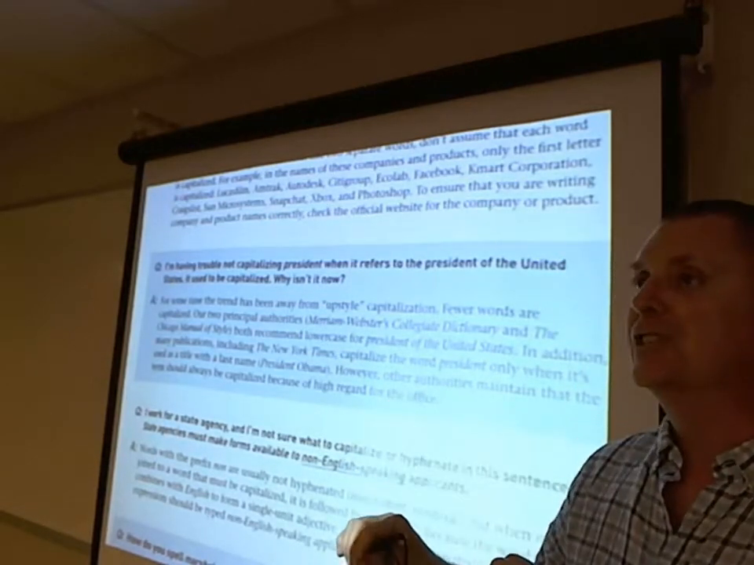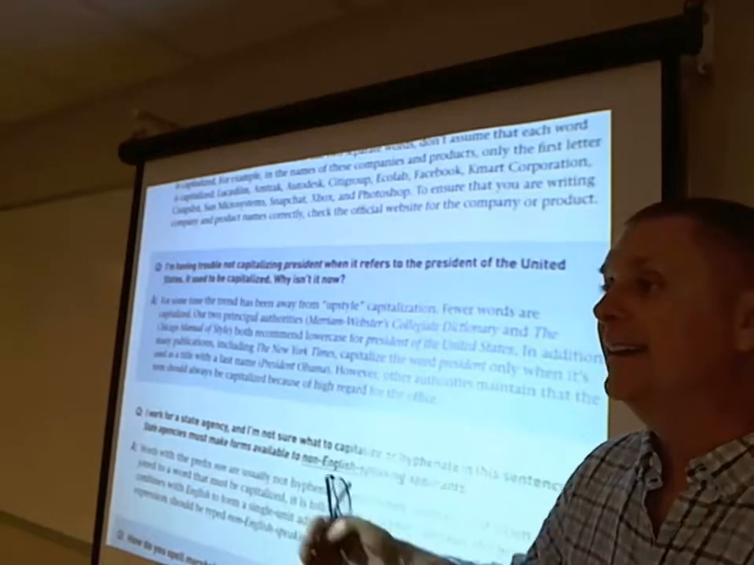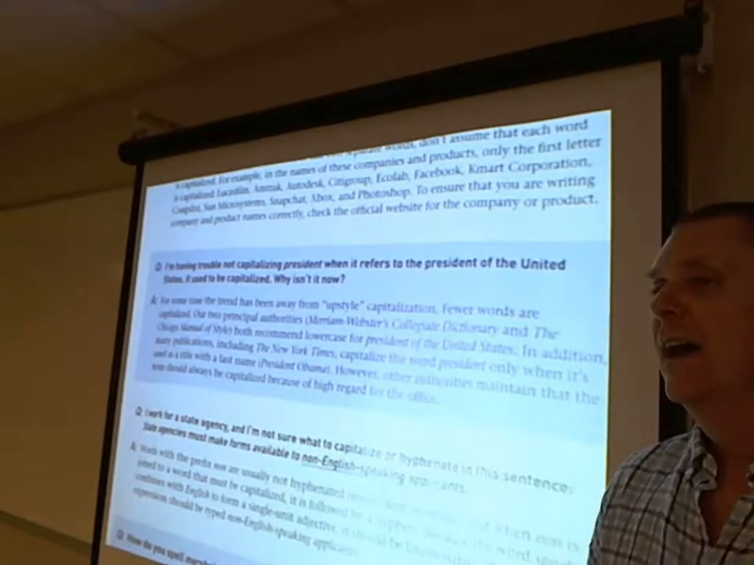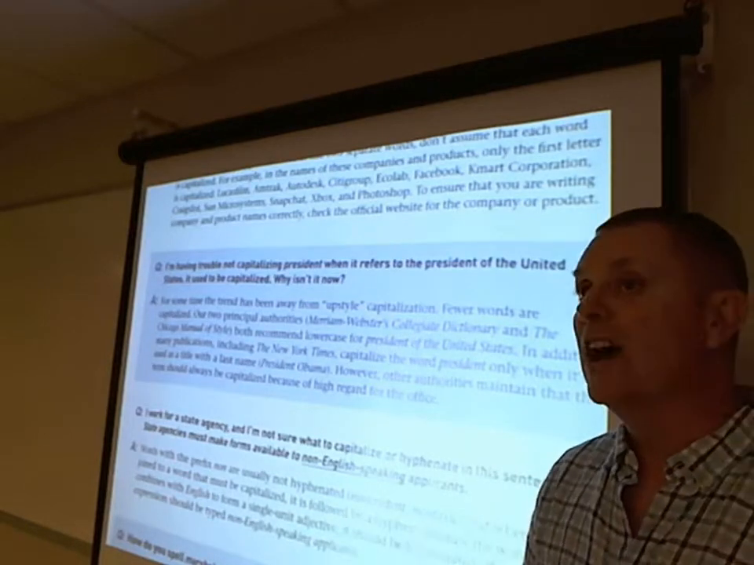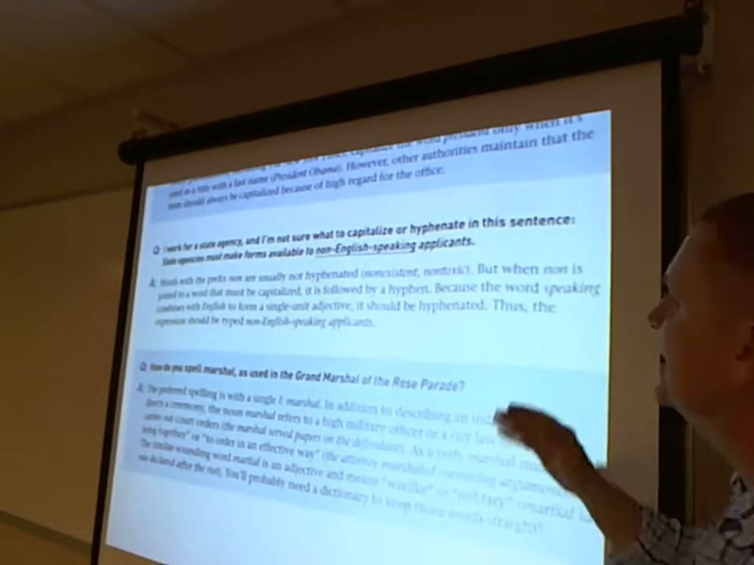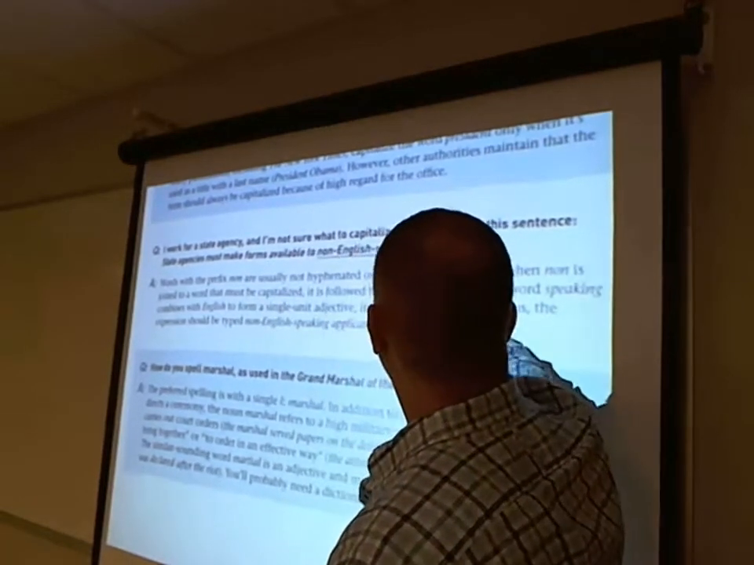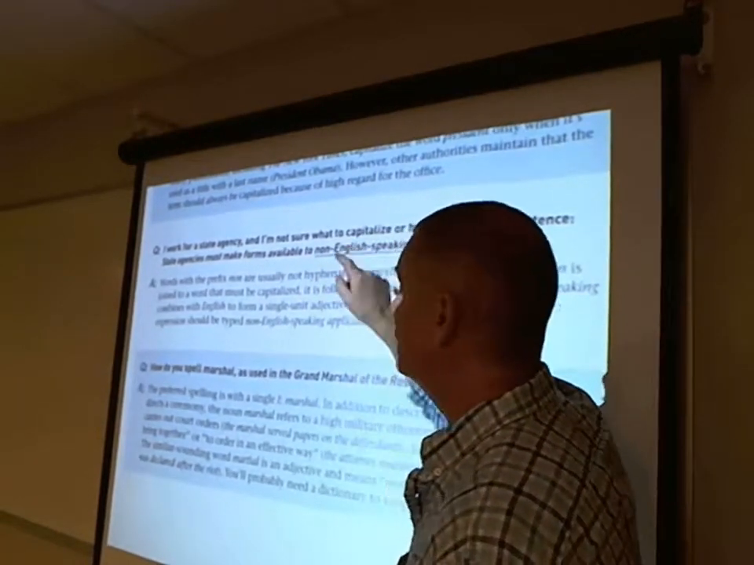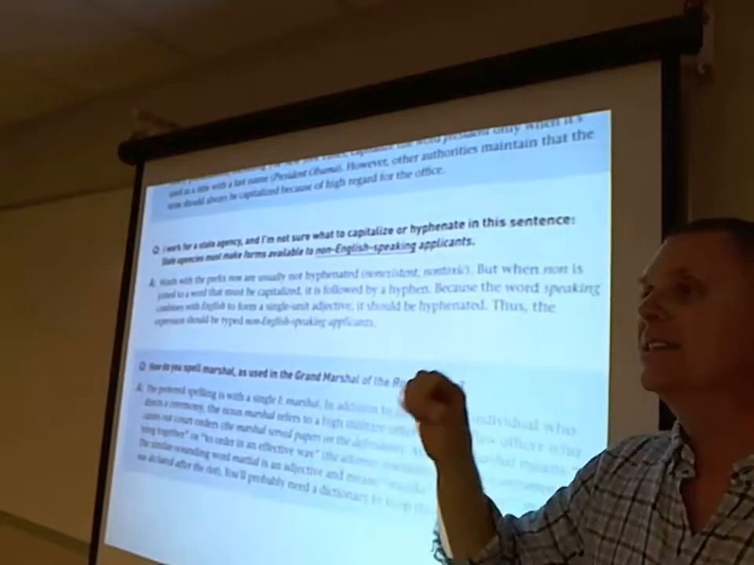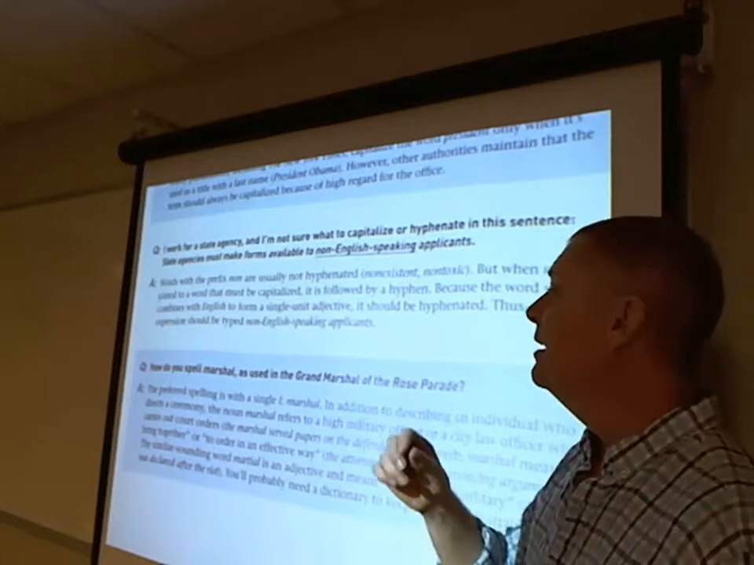I work for a state agency and I'm not sure how to capitalize or hyphenate in this sentence. State agencies must make forms available to non-English speaking applicants. That is correct. Remember the prefixes non, pre, dis, and a, none. Remember that prefix that we've used in the past? We don't hyphenate it unless it can be misused. Whenever you have a capitalized word like English that follows it, then apply the hyphenation to it. So this is correct the way that that's written.